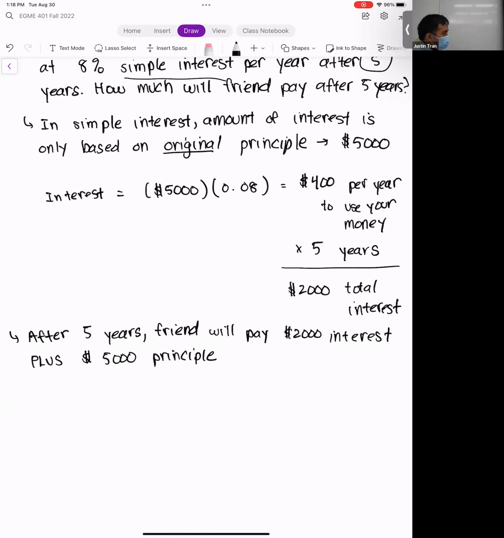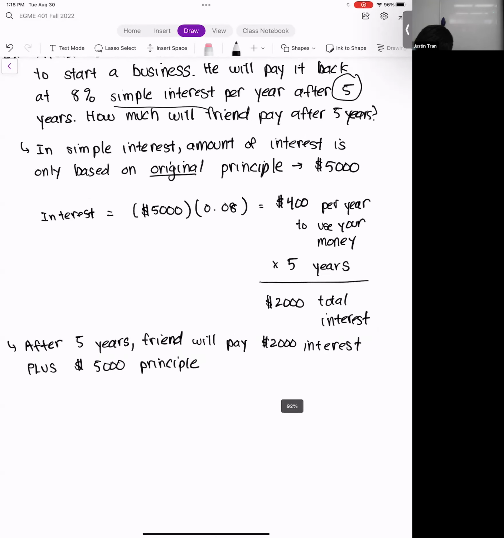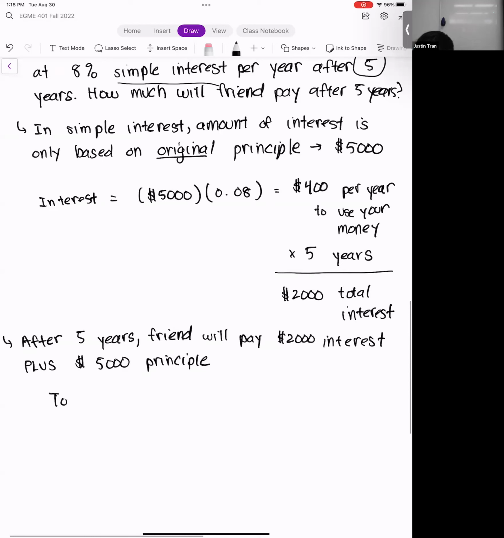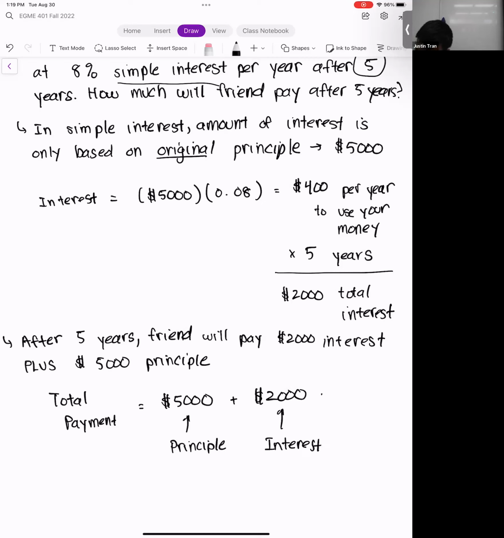To get the total payment, we just have to add those two up. So total payment is equal to $5,000, this right here was our principal, plus the $2,000, this was the interest. And so in total, at the end of 5 years, you're going to get a check of $7,000 from your friend.